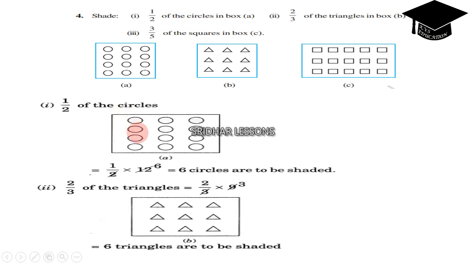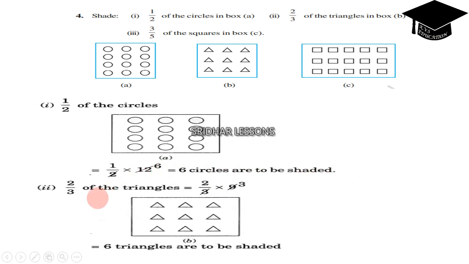Okay, totally how many circles? 1, 2, 3, 4, 5, 6, 7, 8, 9, 10, 11, 12. So half of the circles, that means 1 by 2 into how many circles? 12. So 2 cancels 12 6 times. So 6 circles to be shaded.